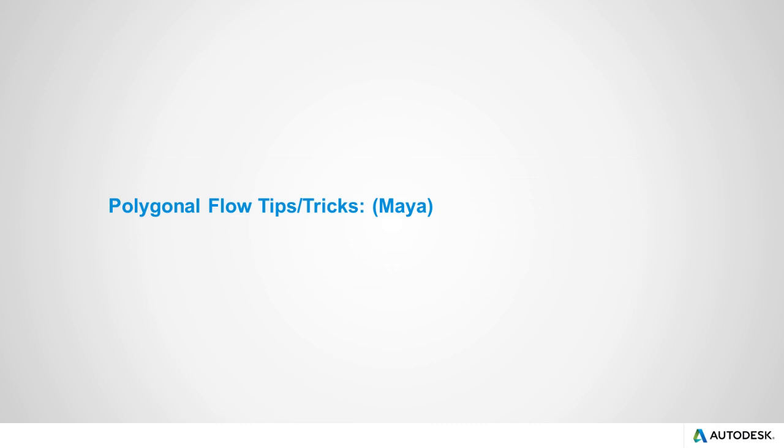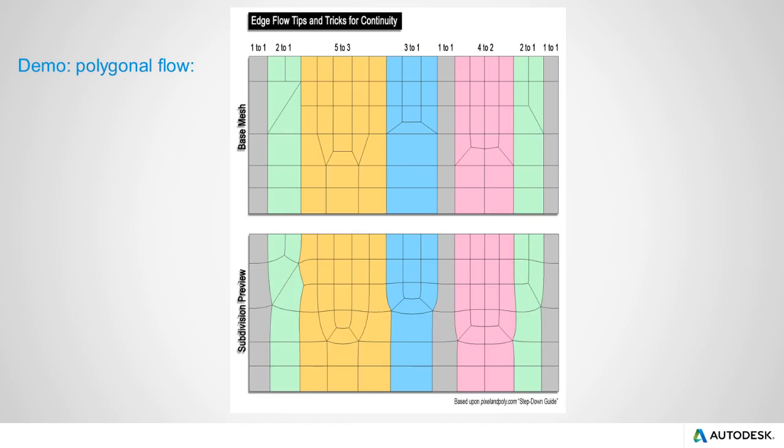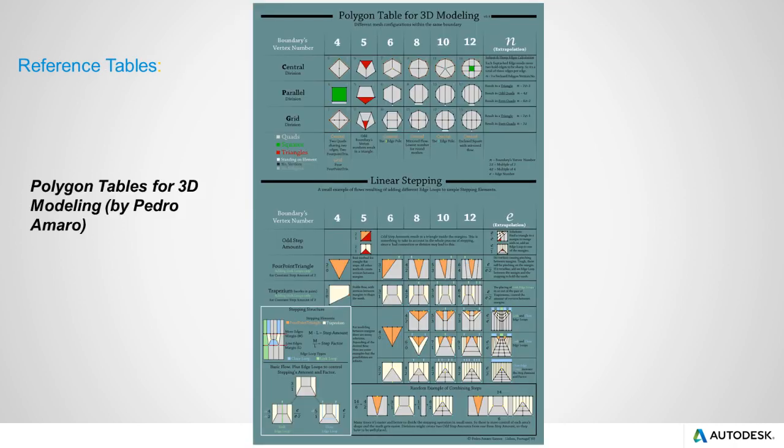And I think it's worth pointing out that this is kind of a chart that I used based upon an existing step down guide that exists on pixelandpoly.com. Check out his website. He's done a great job there. And this is a guide to how you can get out of these kind of gotcha areas by blending in different face counts with polygonal modeling. Reference tables. So this is excellent here.